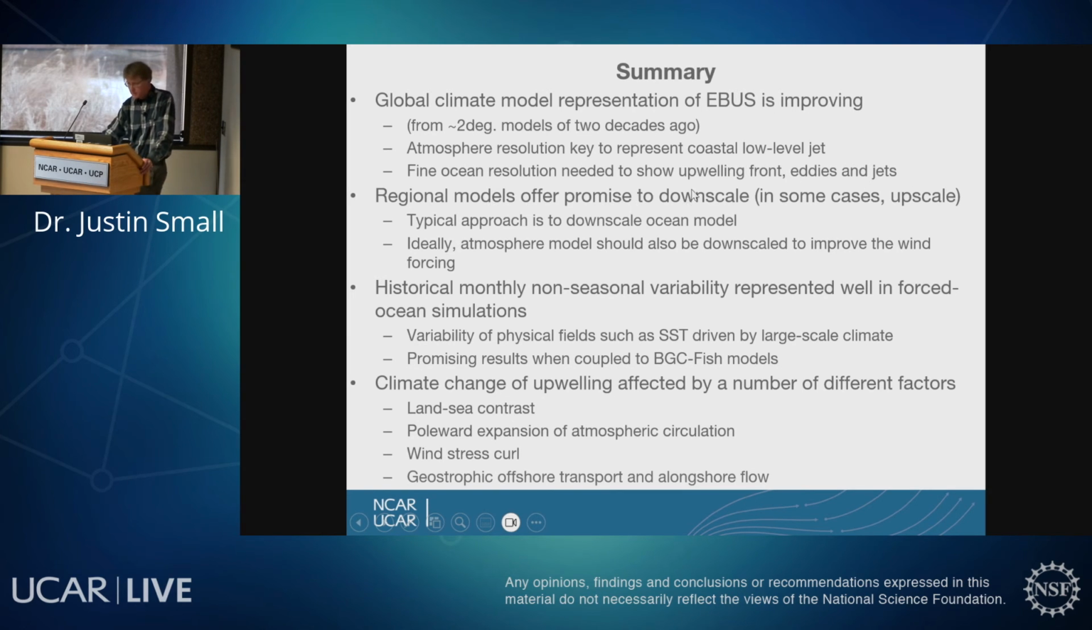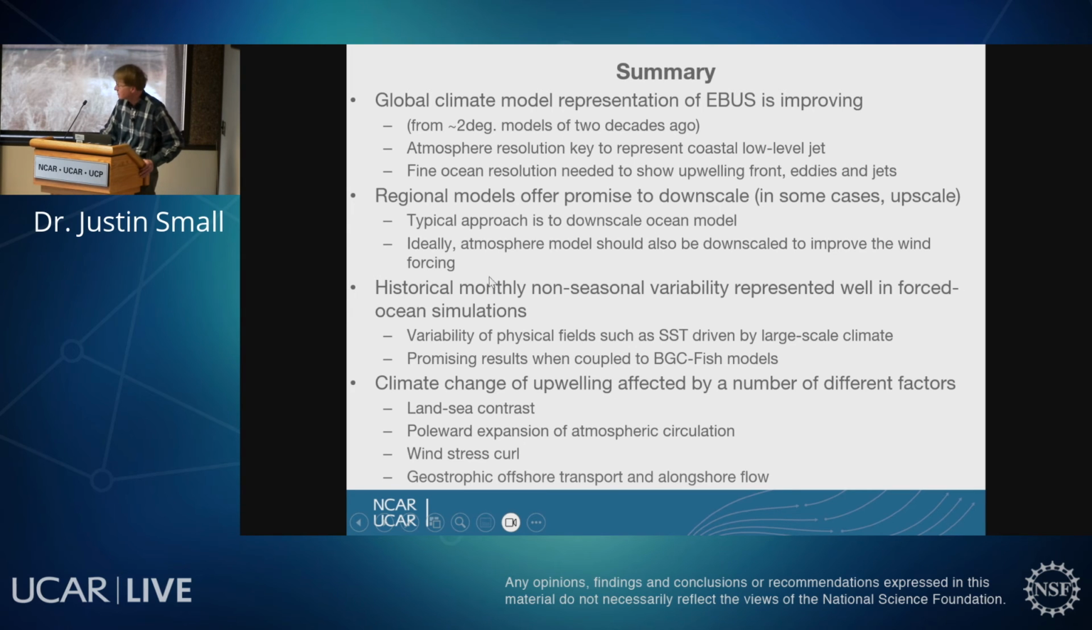Regional models offer promise to downscale, and there have been some projects where you also upscale to the global model. As I say, the typical approach is to downscale an ocean model. This has been done in several papers in the community. But ideally, the atmosphere model should also be refined to improve the wind forcing. So if you use an atmosphere model from a coarse global model, 1 degree and so on, it may have these problems with the atmosphere jet. So even if you refine the ocean resolution, you still have problems.